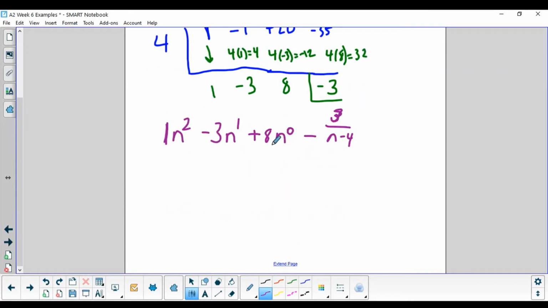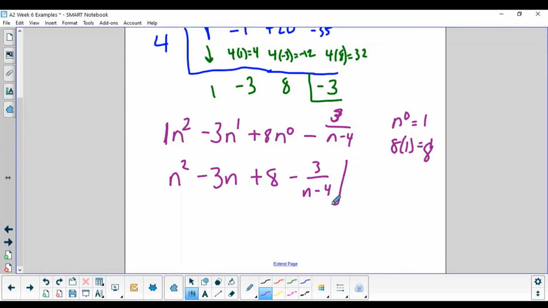Okay. And we can clean this up a little bit. It's not necessary to show the 1 here, so I'm just going to write this as n squared minus 3n. I'm not going to show the 1. And then remember, any number to the 0 power is 1. So this would say 8 times 1, which is just 8. So I'm going to write plus 8 minus my remainder, so minus 3 over n minus 4. And that's how you would do this one using synthetic division.